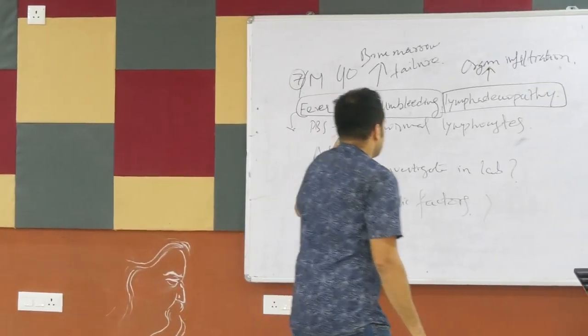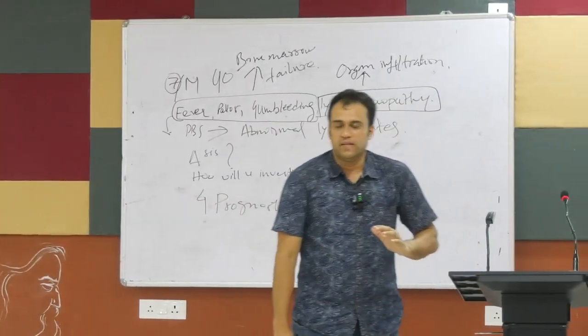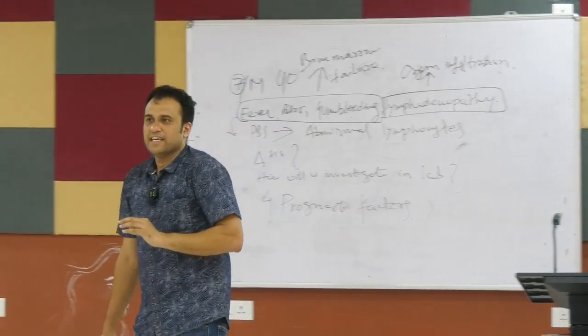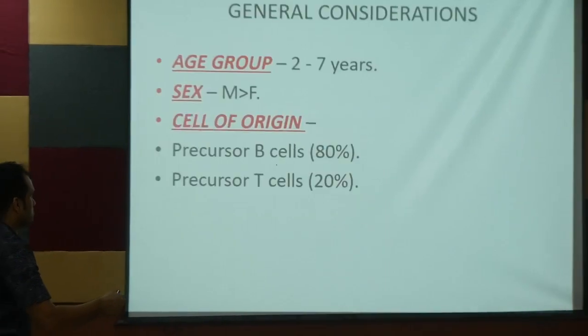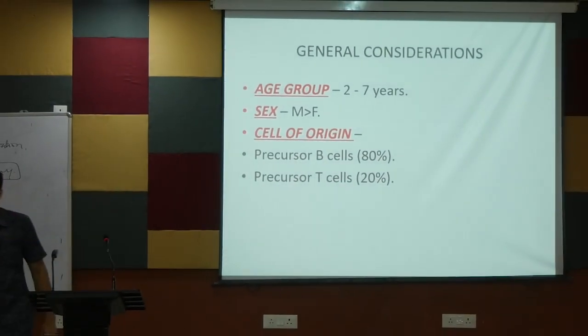And peripheral blood smear shows a fair number of abnormal lymphocytes. So your diagnosis is, what is the full form? Acute lymphoblastic, come forward. Acute lymphoblastic leukemia. Acute lymphoblastic leukemia.